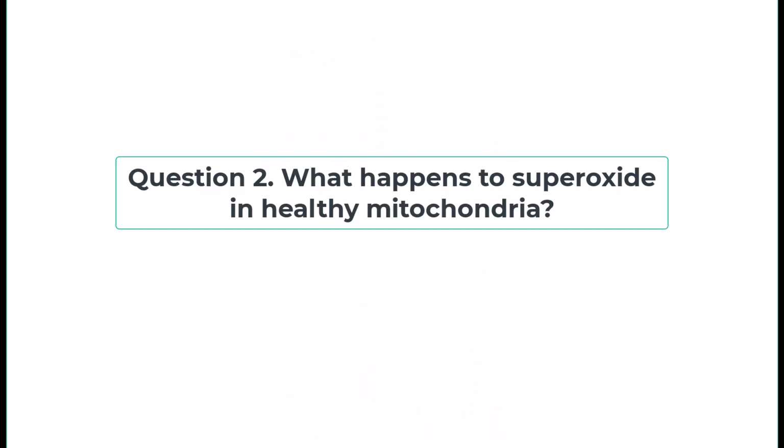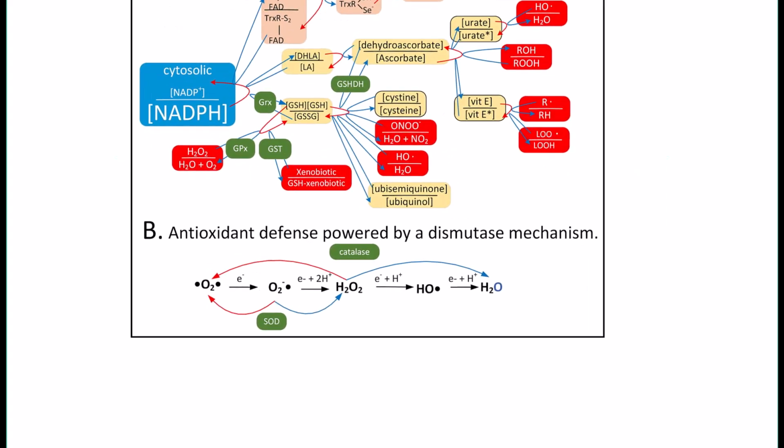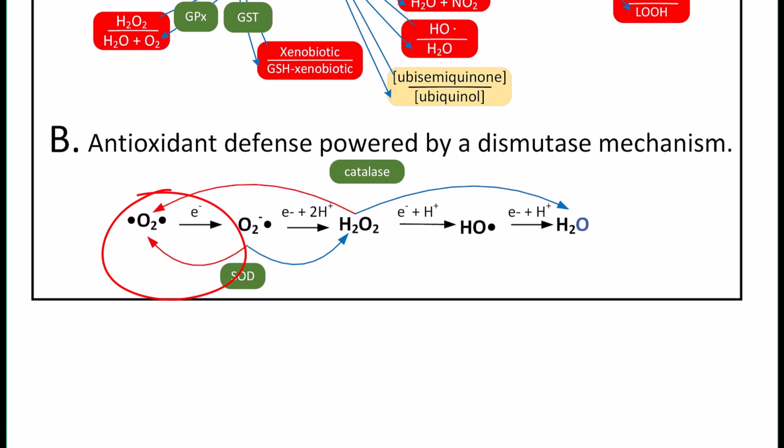What happens to superoxide in healthy mitochondria? What pathway does superoxide follow in healthy mitochondria? The mitochondrion contains a form of the enzyme superoxide dismutase, or SOD, that uses manganese, or Mn. This enzyme takes 2 molecules of superoxide and pulls the electron out of one of them, which makes it an oxygen. This electron is passed to the second molecule of superoxide, which makes hydrogen peroxide.